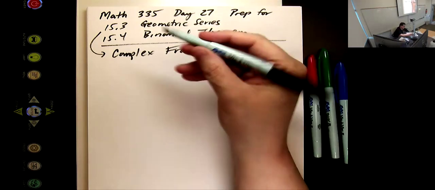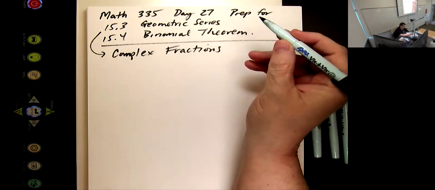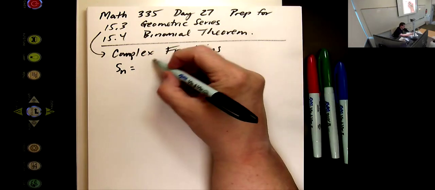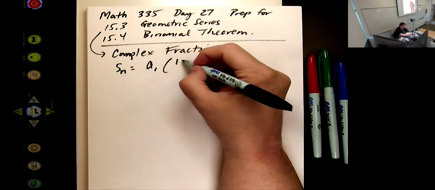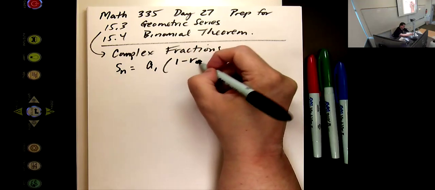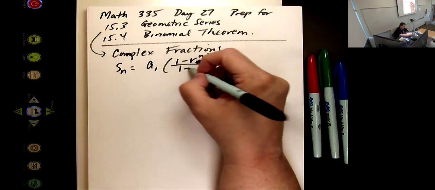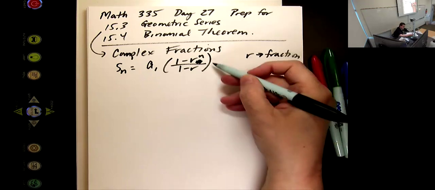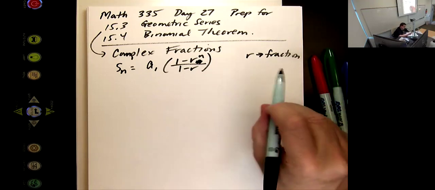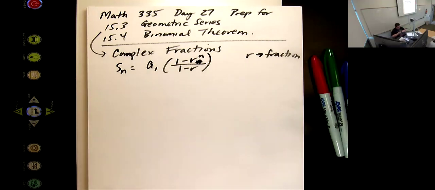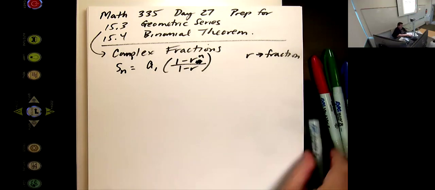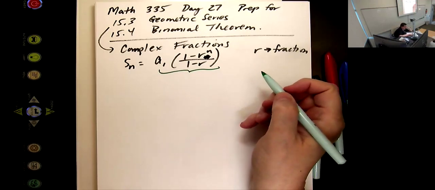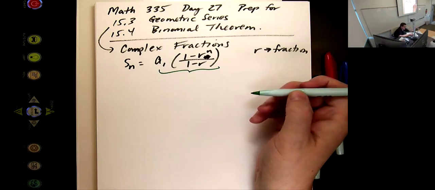And where this comes up is the formula for the sum of the series is going to be a sub 1 times 1 minus r to the n, over 1 minus r, and r tends to be a fraction. So we've got a fraction in the numerator and a fraction in the denominator. We're just going to focus on this inner part right here because the a sub 1 is just something multiplied by afterwards. So let's practice doing this with a few things.